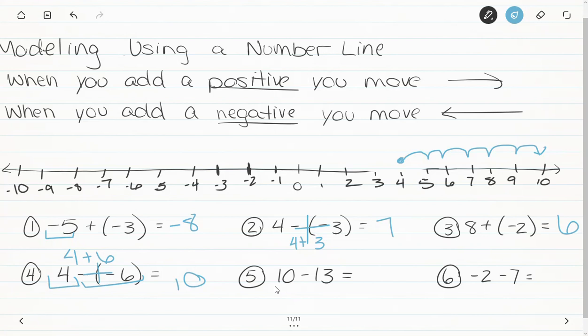So go ahead, I want you to try 5 and 6 on your own. For number 5, start at 10 and subtract 13. And then for number 6, start at negative 2 and then subtract 7 more. See if you can do those 2 on your own.